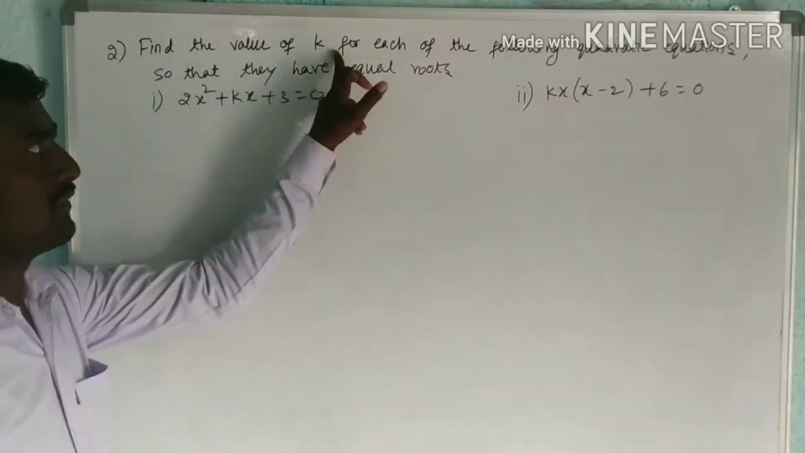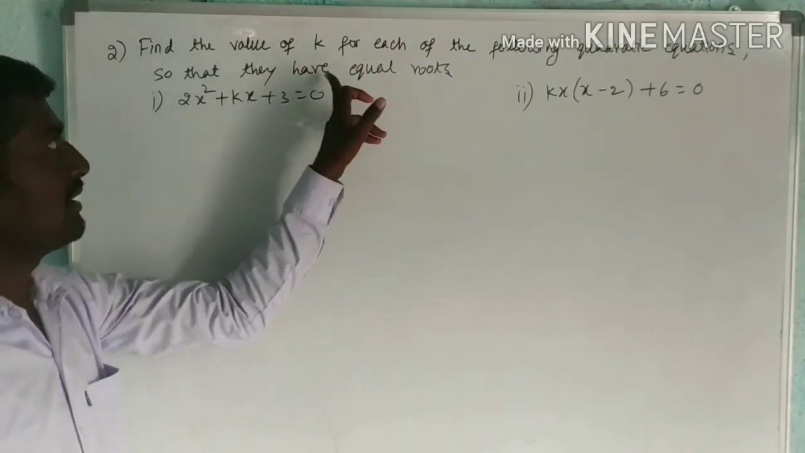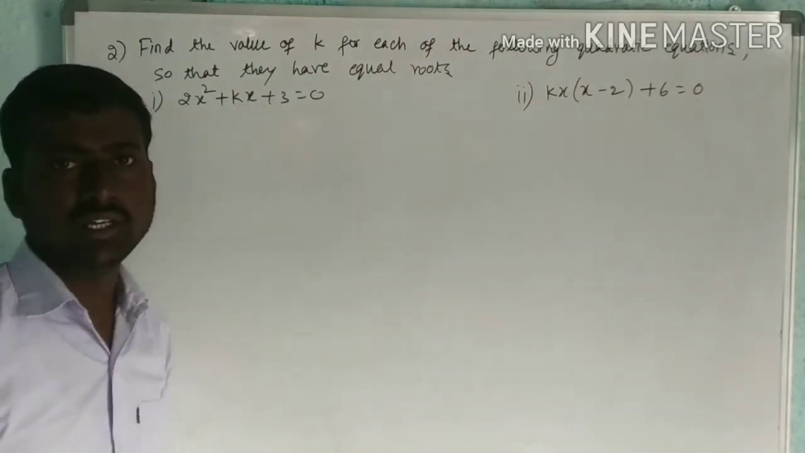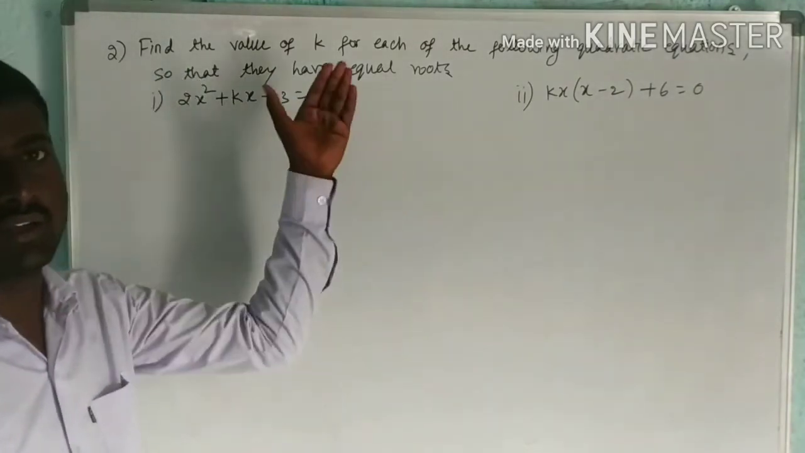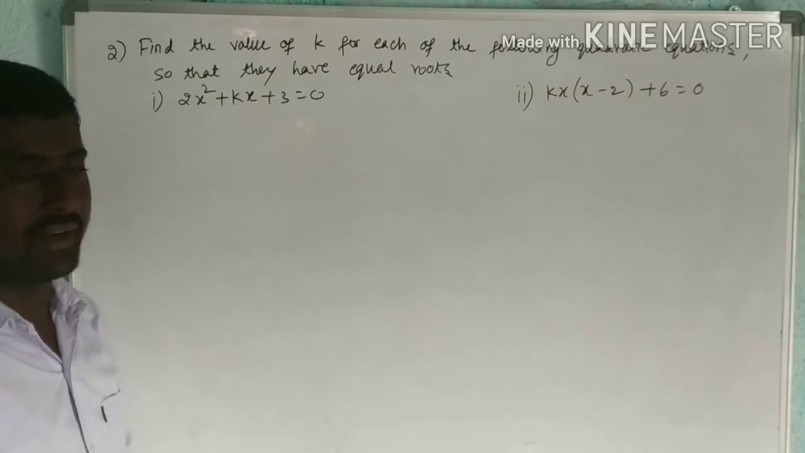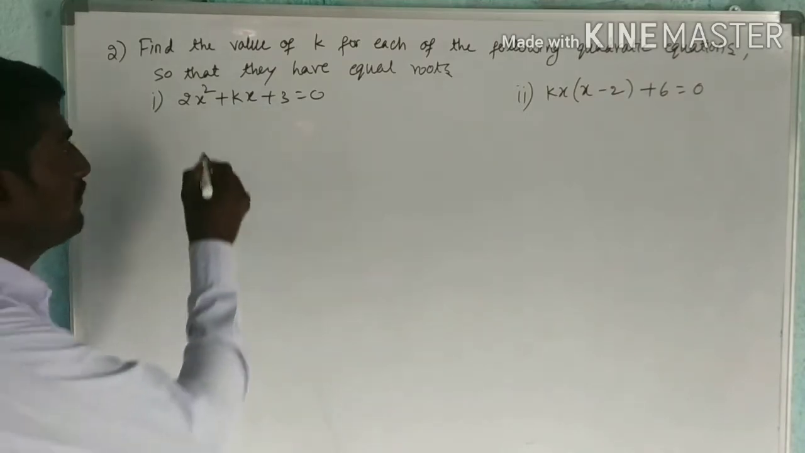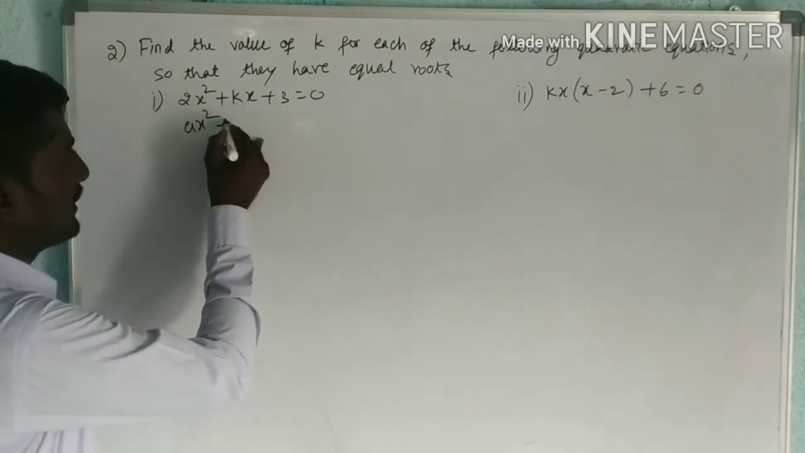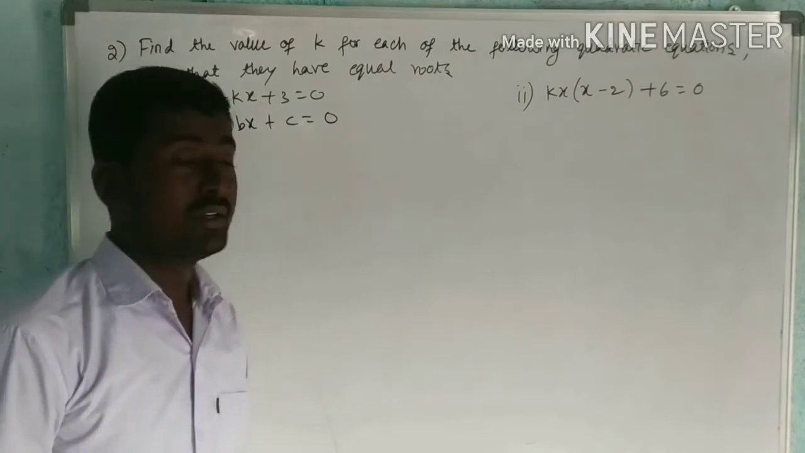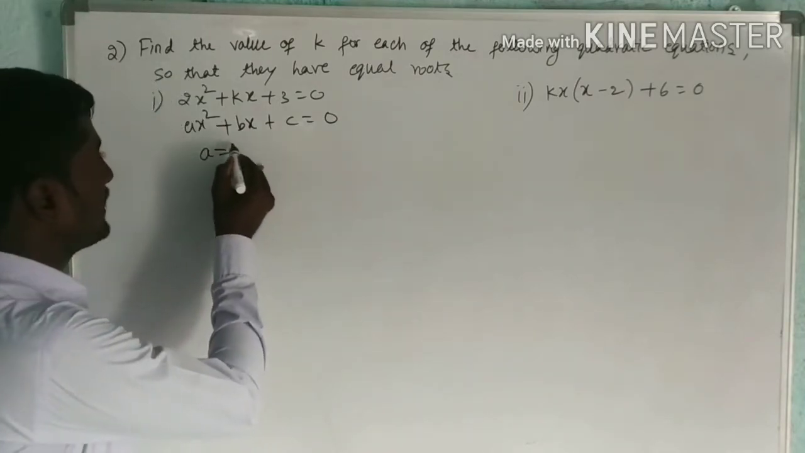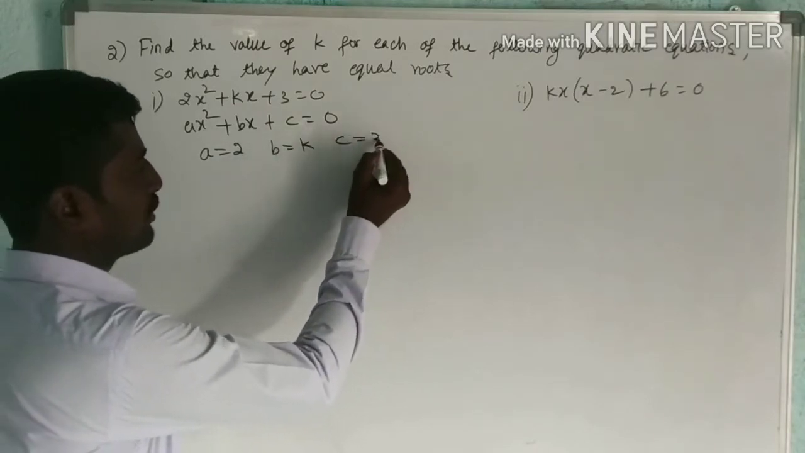Okay, these are the second question. Find the value of k for each of the following quadratic equations so that they have equal roots. If these two quadratic equations have equal roots, then you have to find the value of k. Now this is already in standard form, ax² + bx + c = 0. Here a = 2, b = k and c = 3.